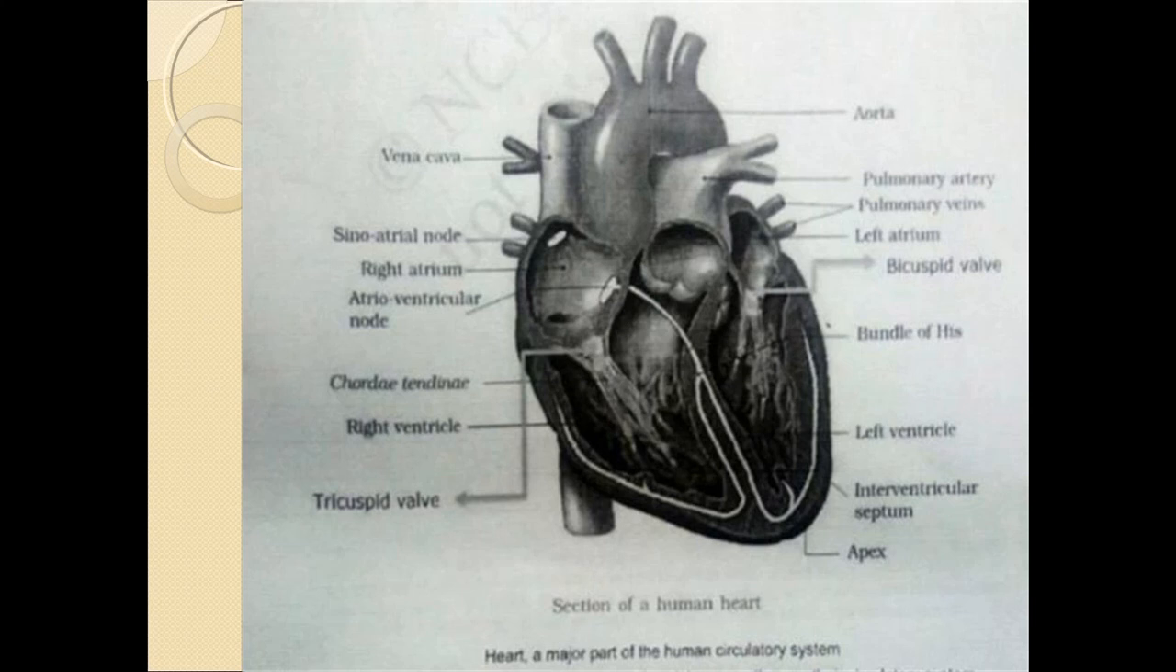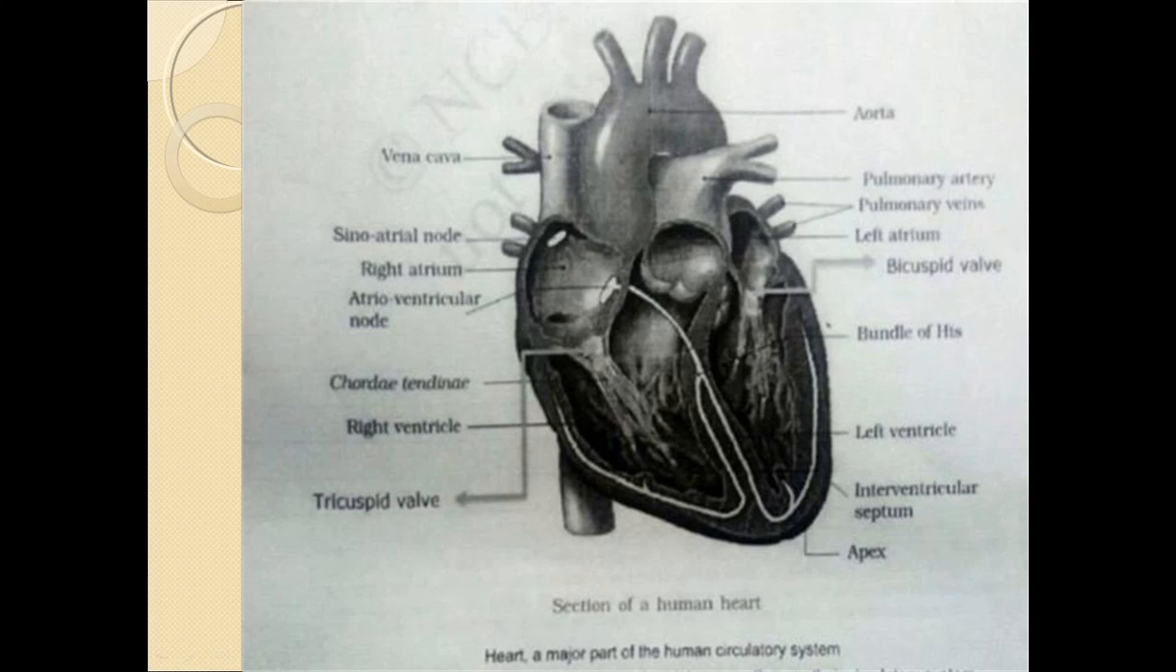Here you can see pulmonary veins. Pulmonary veins are carrying the oxygenated blood from the lungs into the left atrium. You can see the left atrium. Beside the left atrium you have pulmonary veins. It will carry the oxygenated blood from the lungs.